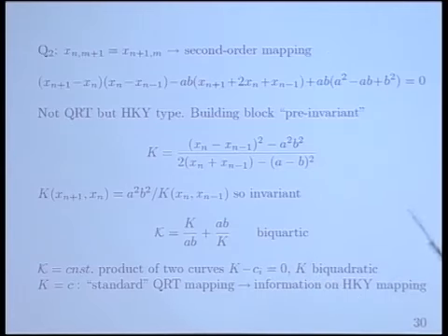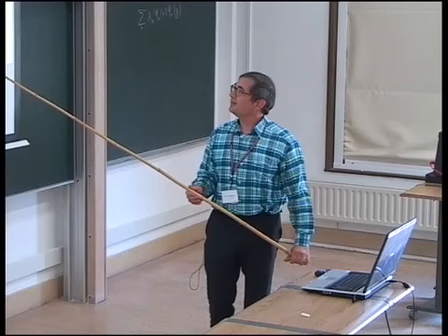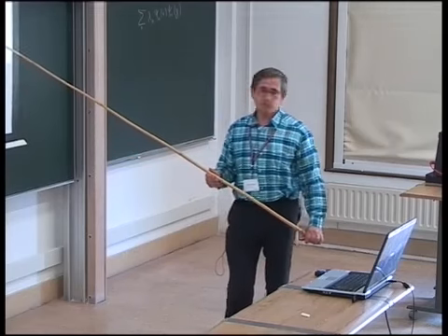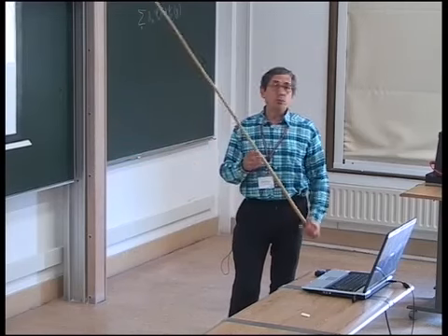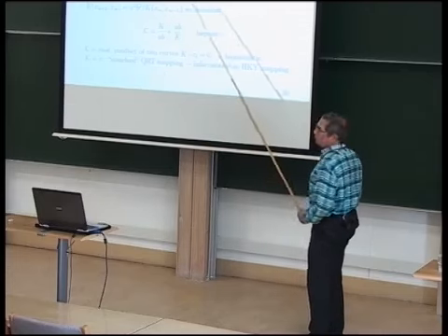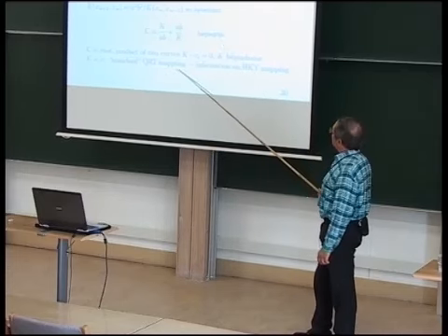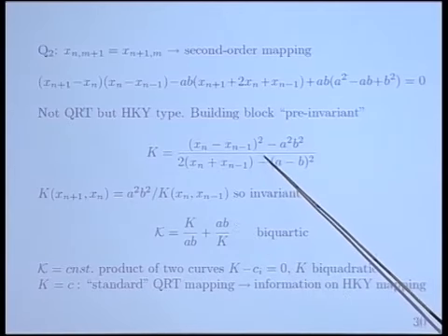Now, what we found out is that it's very interesting, in order to understand what kind of mapping this is, to pretend, well, not to pretend, but to investigate what is the QRT mapping that would have this pre-invariant.